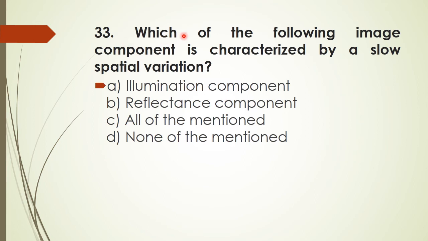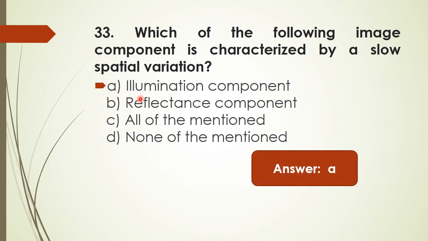Next question, which of the following image component is characterized by a slow spatial variation? Option A, illumination component. Option B, reflectance component. Option C, all of the above mentioned. Option D, none of the above mentioned. The correct answer is option A, illumination component.